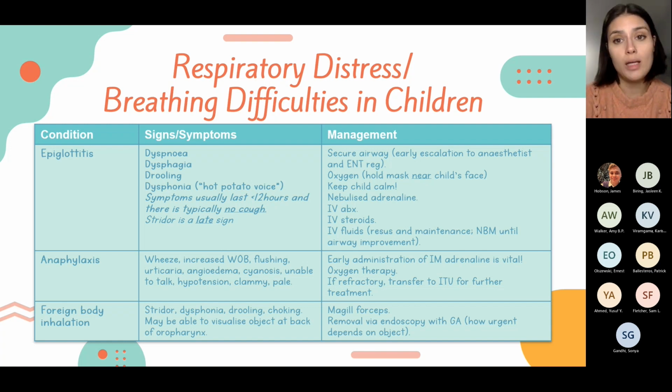The most important thing is getting that IM adrenaline on board as soon as possible. Give oxygen if they need it, and again, if it's refractory to treatment, you're going to need to transfer them to ITU for further treatment.